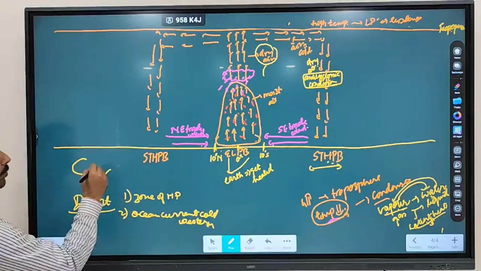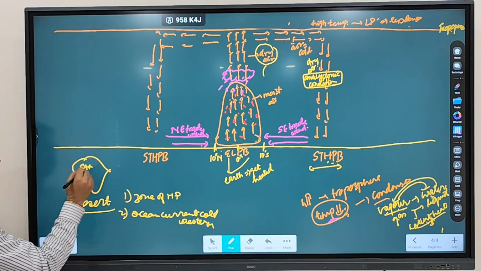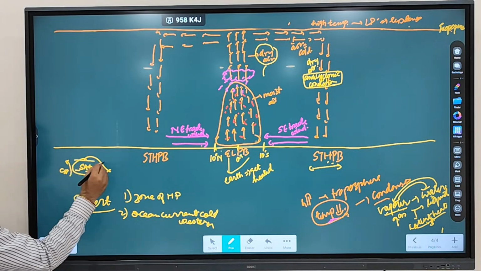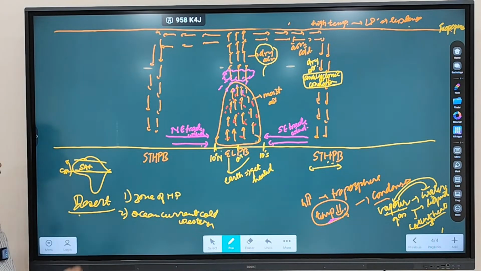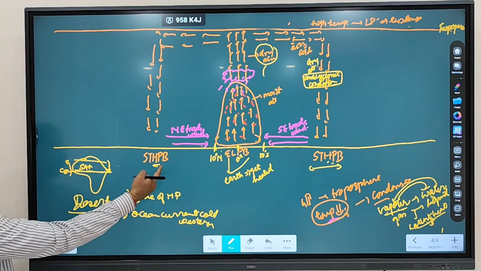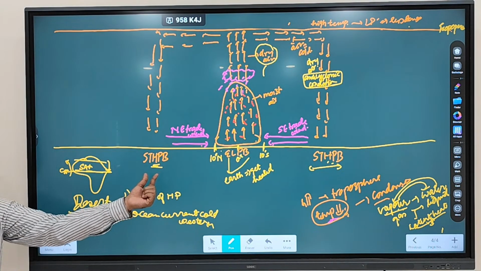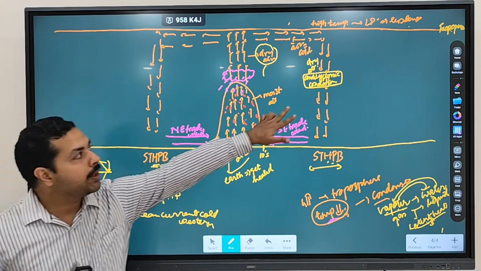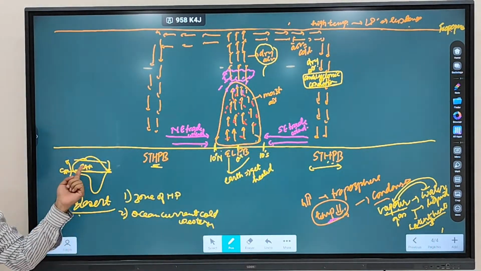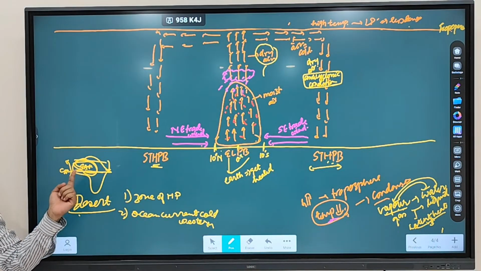So like we discussed here, you'll find the Sahara Desert. Why the Sahara Desert over here? Cold oceanic currents are there. And this lies in which region? This lies in the tropics region, the high pressure belt region. So in the high pressure belt region, no rainfall will happen. When there is no rainfall, what will form over here? Deserts are going to be formed over here.